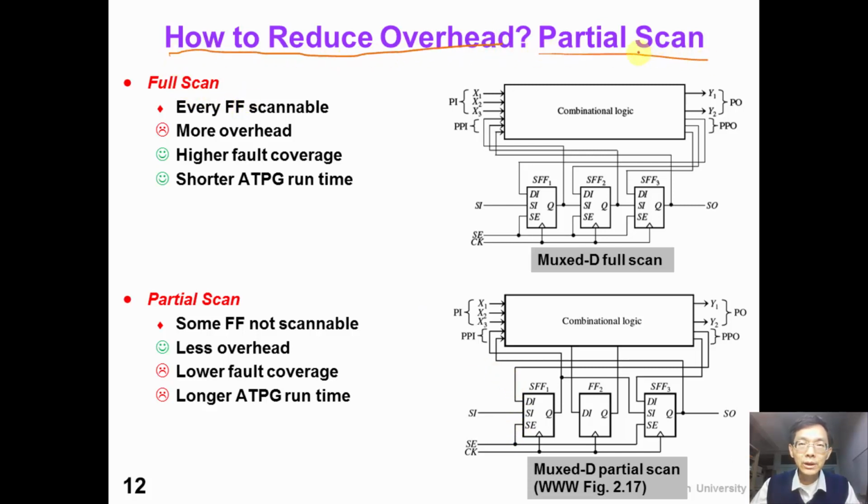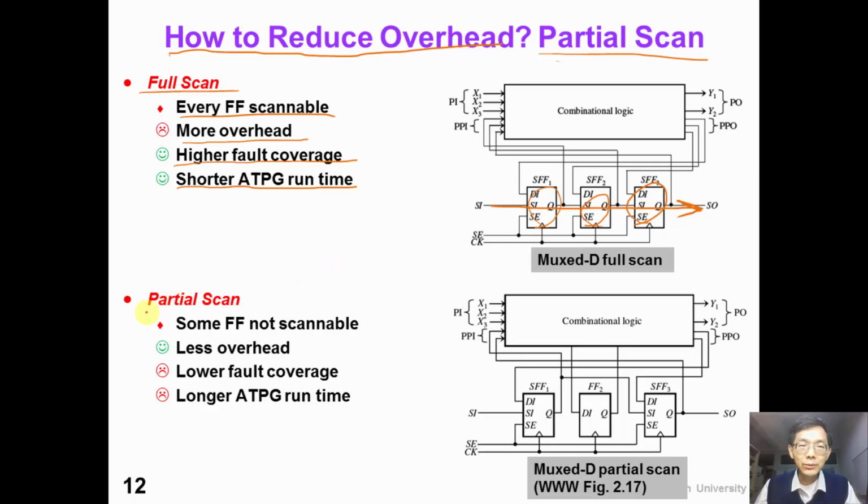One possible solution is partial scan. In a full scan design, we make every flip-flop scannable. For example, in this figure, we have 3 flip-flops and we stitch every one of them in the scan chain. The disadvantage of full scan is, of course, more area overhead than the partial scan design. But full scan has higher fault coverage and shorter ATPG runtime than partial scan.